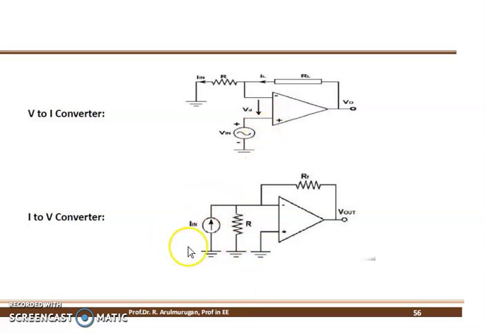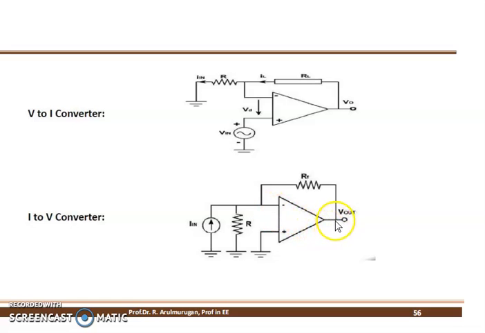So here you see the current source is connected. Point number 1 is the current source is connected to either the plus terminal or the minus terminal. That is your choice, depending on whether you want it in phase or with a 180-degree phase shift. You can use the plus terminal or minus terminal. Point number 2, a feedback resistance is used. It's a closed loop system, so a negative feedback resistance is used.